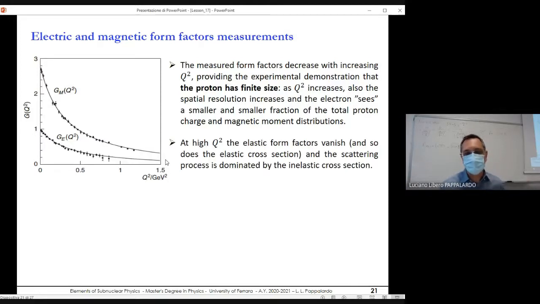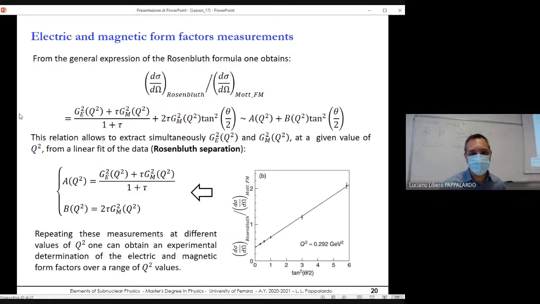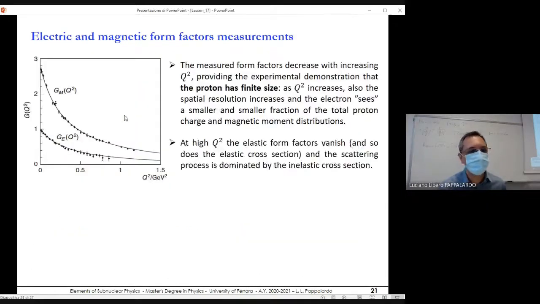The second result is that, as you can see, the form factor essentially goes asymptotically to 0 at very large Q square. And this is also expected because when the form factor goes to 0, the cross section goes to 0, and indeed the elastic cross section goes to 0 at high Q square because then inelastic processes arise. So all this makes sense.